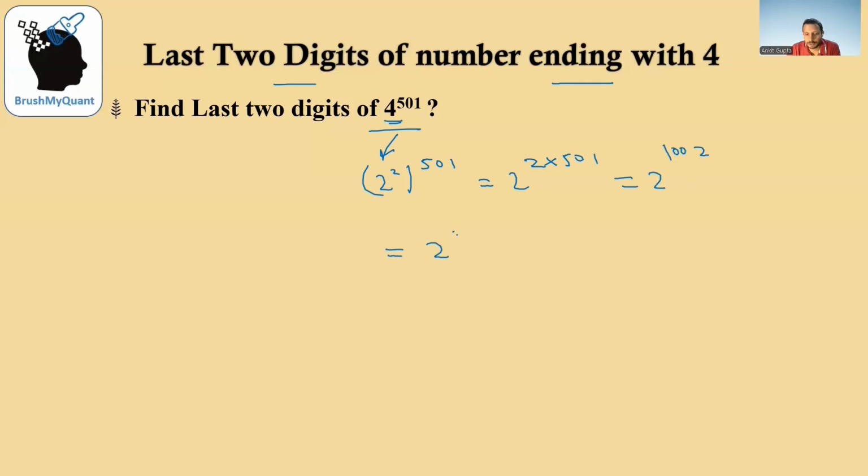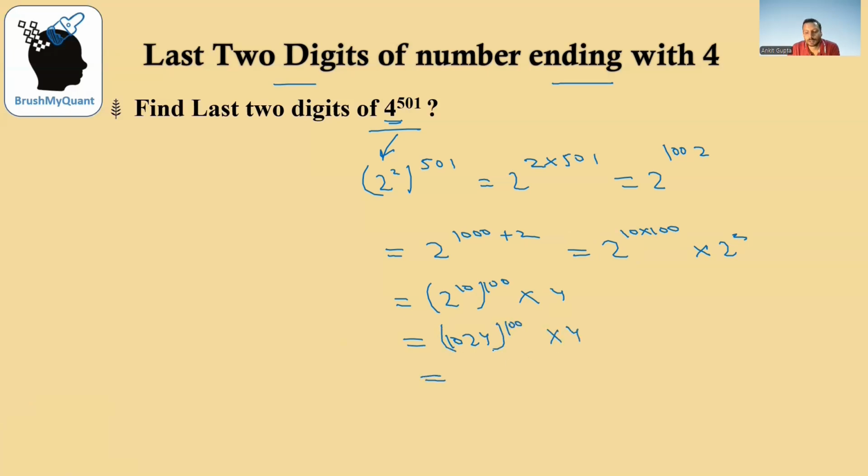Now this can be written as 2 raised to 1000 plus 2. Now this becomes 2 raised to 10 multiplied by 100 multiplied by 2 squared. So this is 2 raised to 10, whole raised to 100, multiplied by 4. This becomes 1024 raised to an even power multiplied by 4. 1024, or 24, raised to an even power will give us the last two digits as 76. So 76 multiplied by 4 becomes 304, right? So the last two digits will be 04 in this case.